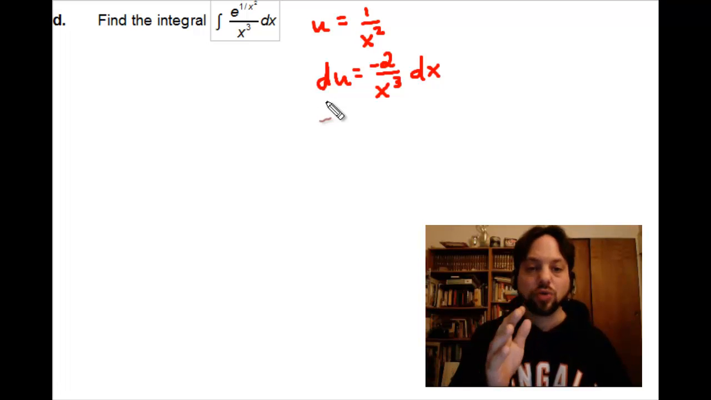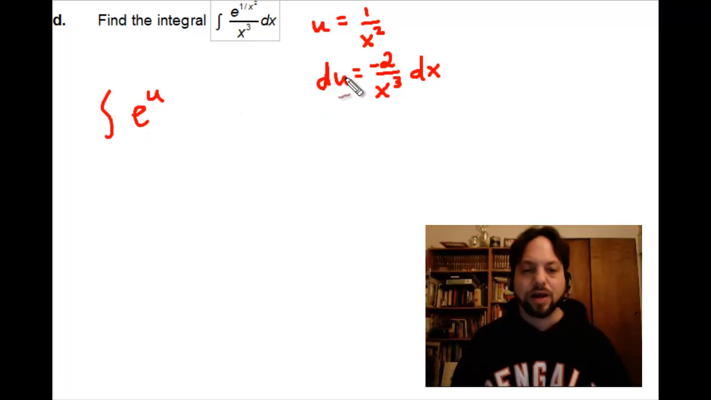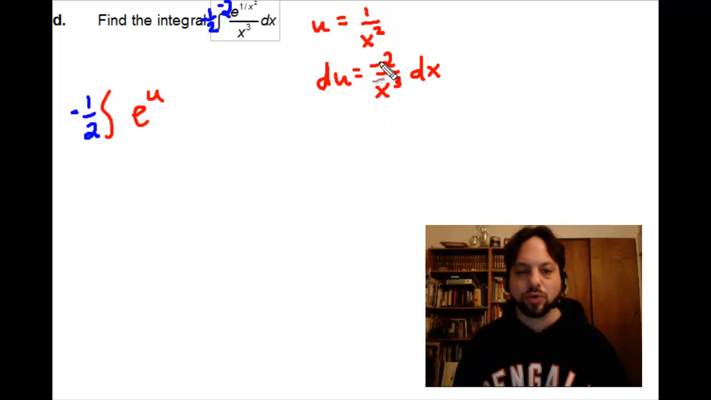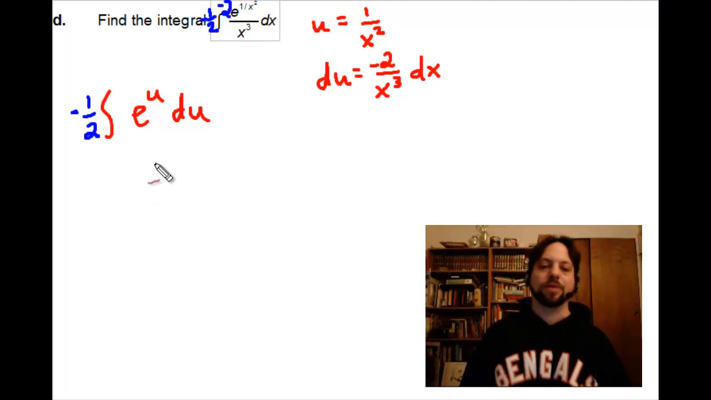So far, so good. We see that we have e to the u hanging out here. Do we have du? We need a negative 2 over x cubed. We do have x cubed, but in order to make this work, we're going to need a negative 2 up here in the numerator. So let me go ahead and just throw a negative 2 in there, which I'm going to balance with a negative 1 half on the outside. So here's our negative 1 half, and the negative 2 and the x cubed will be absorbed into our du. So we'll end up with this as our actual problem that we're doing.